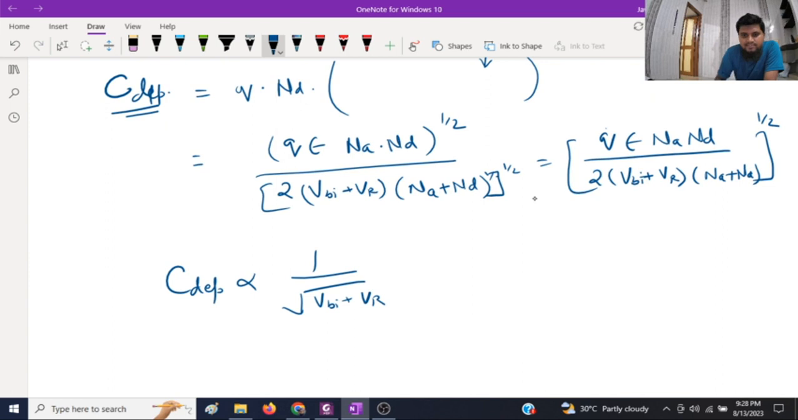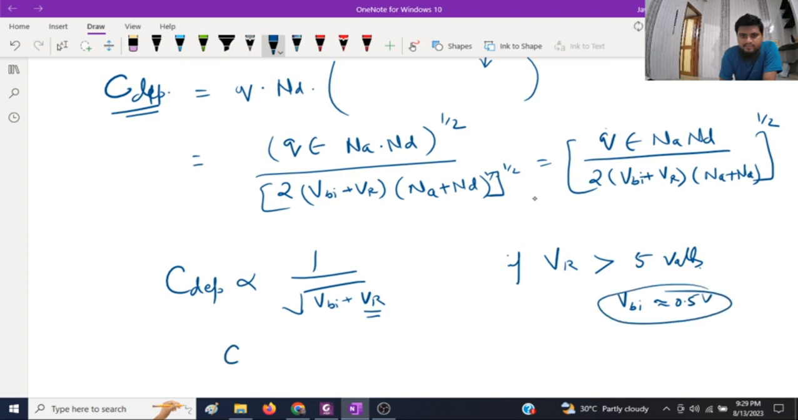If the reverse bias is more than, let's assume 2 or 3 volts, say 5 volts, then this Vbi will be negligible compared with Vr, right? Because Vbi is generally of the order of 0.5 volts, and hence you can neglect it, and you can write C depletion is proportional to 1 by root Vr.